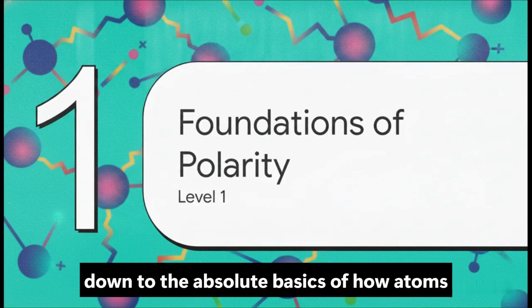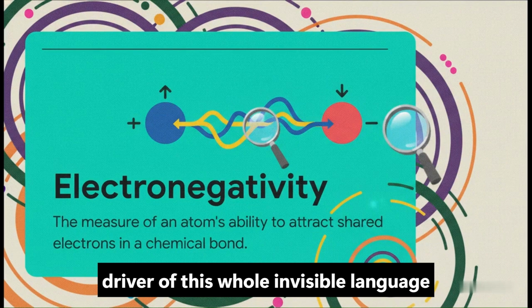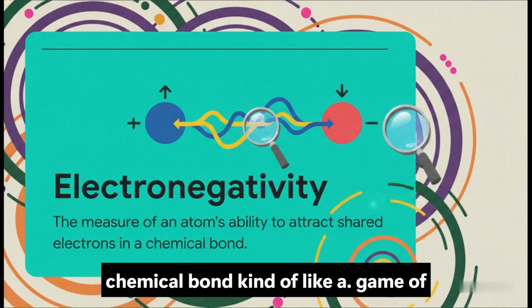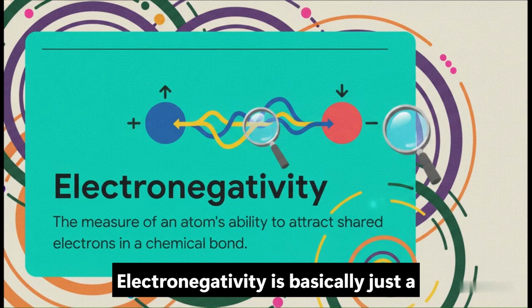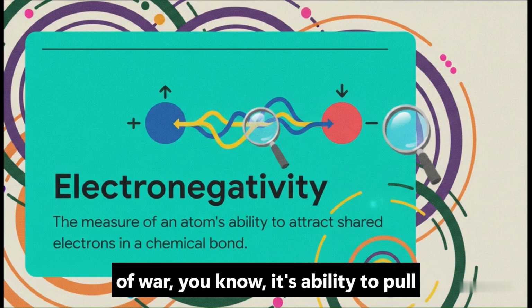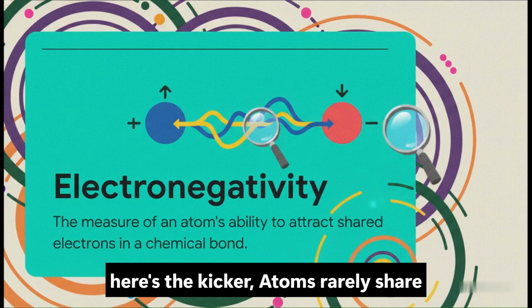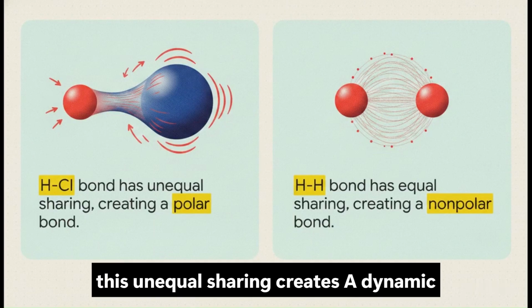Let's start at level 1 and get down to the absolute basics of how atoms interact. As a quick refresher, the core driver of this whole invisible language is electronegativity. You can think of a chemical bond kind of like a game of tug-of-war over shared electrons. Electronegativity is basically just a measure of an atom's strength in that tug-of-war. Its ability to pull those shared electrons toward itself. And here's the kicker. Atoms rarely share equally. So the crucial point is that this unequal sharing creates a dynamic imbalance.